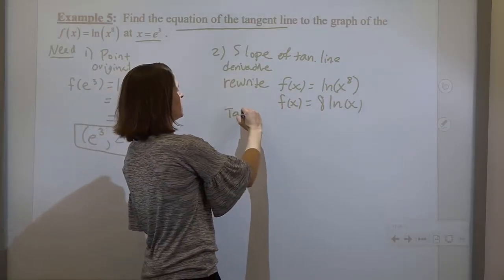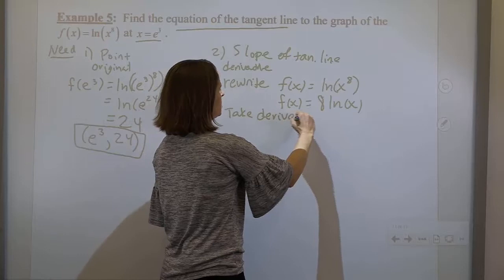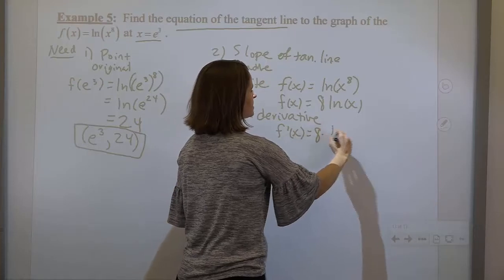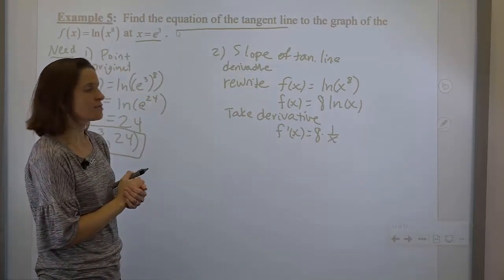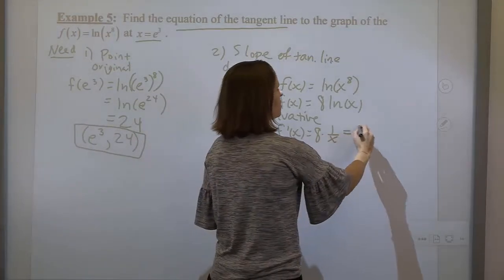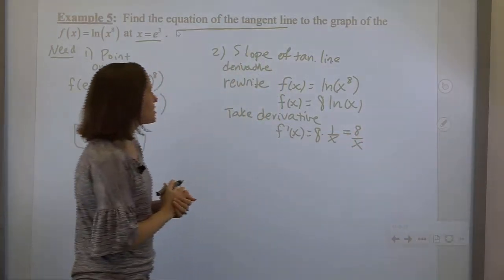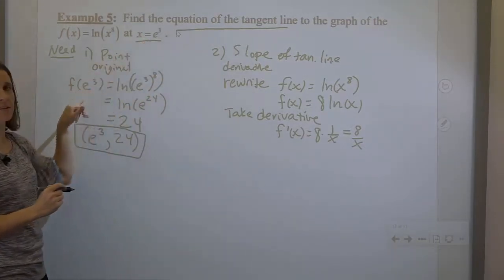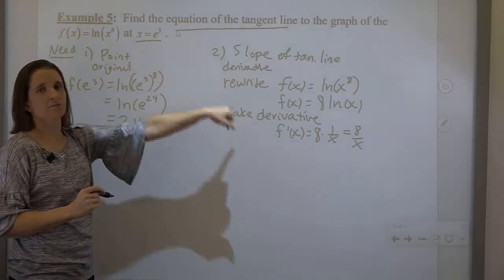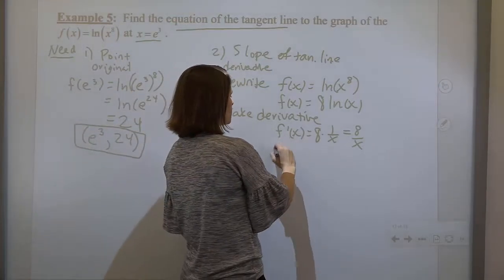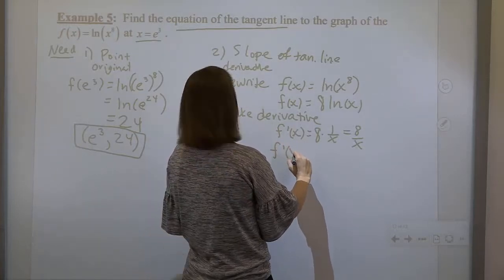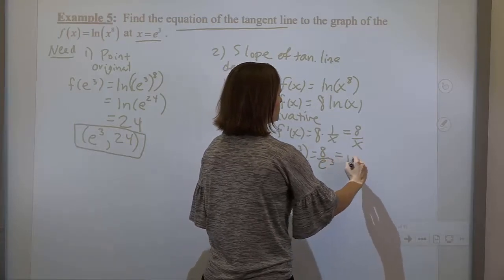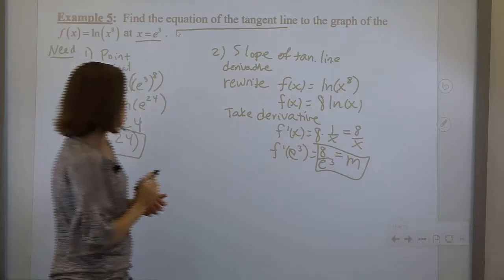Now I'm going to take the derivative. So our derivative would be 8 is a constant that stays and gets multiplied by the derivative of ln of x, which we learned was 1 over x. So you could write that, or you could write 8 over x. And now to get the slope, I need to plug the given x into the derivative. So the given x into the original to get the y, the given x into the derivative to get the slope. So we have f prime of e cubed equals 8 over e cubed. So that is our slope. Those are the two things that we need to write the equation.